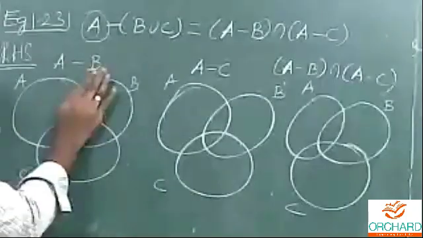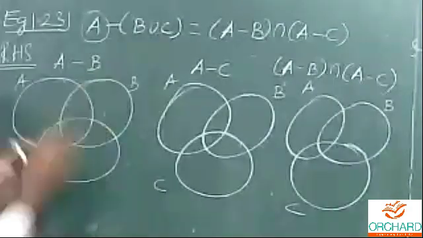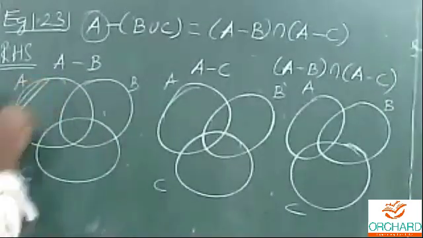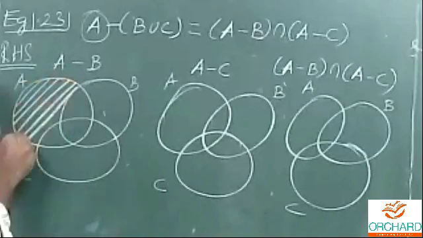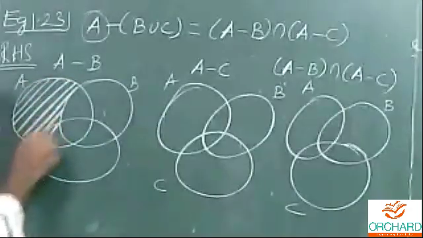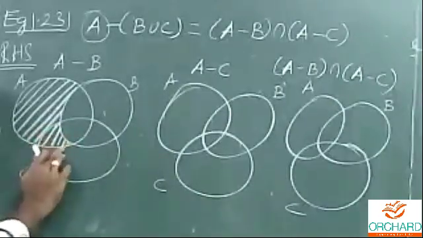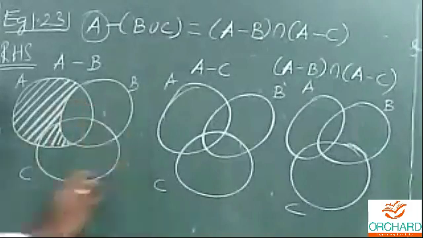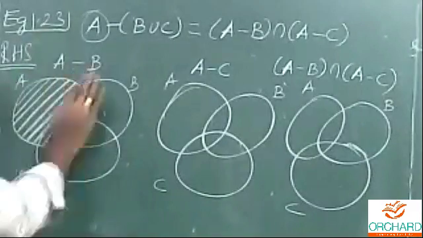This is set B. Now you can remove set B from A. What will happen? This is the shaded portion. Just I'll shade. Yeah, this is the shaded portion. To remove B, don't bother about set C. Here I remove set B from A. This is the set B.